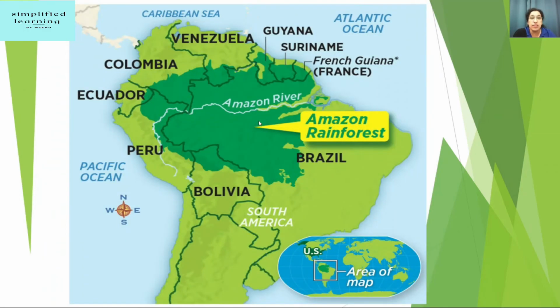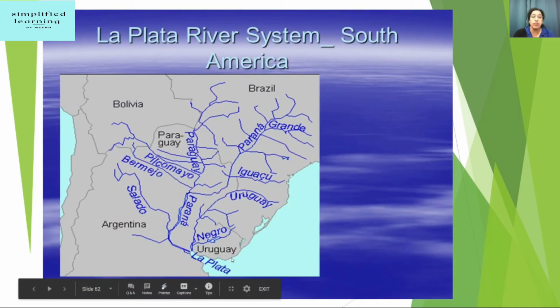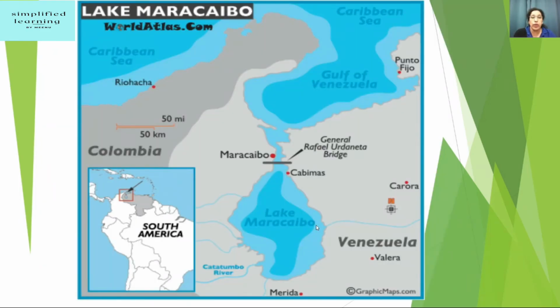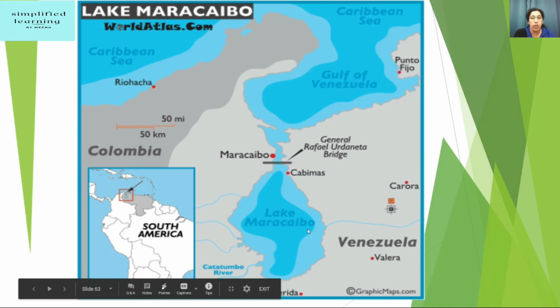Clear? So this is Amazon River and this vegetation is called Amazon rainforest. Yes? So this is the river system called Rio de la Plata or La Plata, formed by the rivers Paraná, Paraguay and Uruguay. Clear? Now let's see the location of Lake Maracaibo. It is in Venezuela. This is the lake. Yes, Maracaibo is the name of the city also.